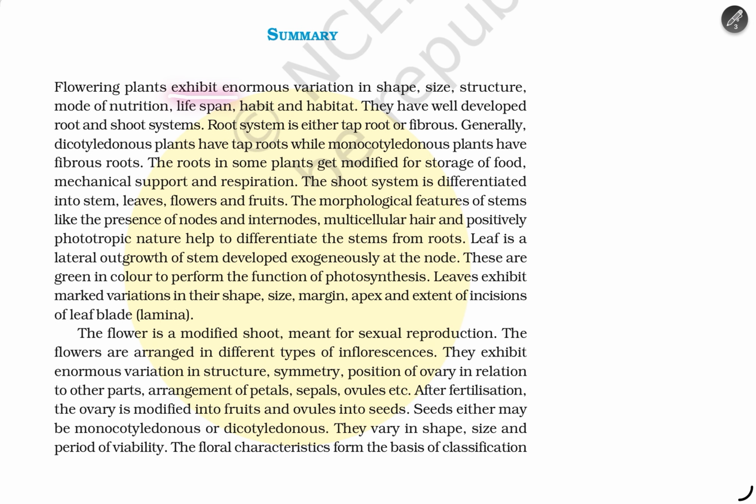Summary: flowering plants exhibit enormous variations in size, shape, structure, mode of nutrition, life span, and habitat. They have a well developed root system and shoot system. The root system is either taproot or fibrous. Generally, dicotyledonous plants have a taproot, while monocotyledonous plants have a fibrous root. The roots in some plants get modified for storage of food, mechanical support, and respiration. The shoot system is differentiated into stems, leaves, flowers, and fruits. Morphological features of stems, like the presence of nodes, internodes, multicellular hair, and positively phototropic nature, help in differentiating stems from roots.